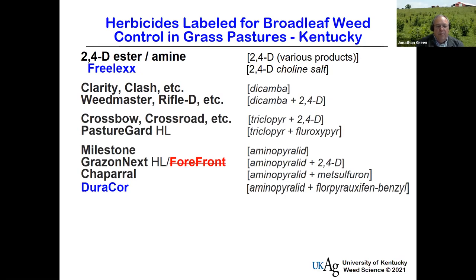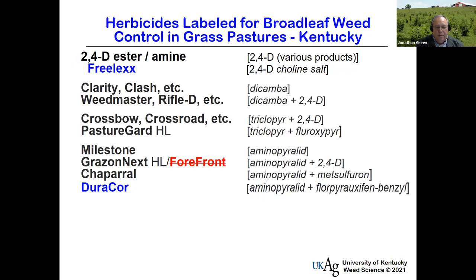And then we have the aminopyralid based herbicides. We typically don't use aminopyralid by itself, such as Milestone, but aminopyralid with 2,4-D was initially marketed as Forefront, now being sold as GrazonNext. Then we have a metsulfuron plus aminopyralid, which has been around for a few years, called Chaparral. And then the newest one introduced last year was aminopyralid plus florpyrauxifen. So that herbicide doesn't have 2,4-D, but all those chemistries except metsulfuron are growth regulator type products.